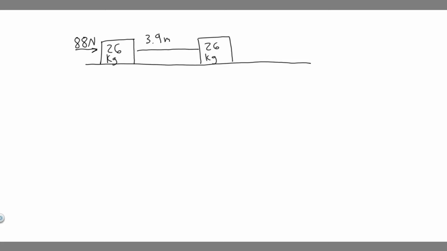In this problem, we're told a farmhand pushes a 26-kilogram bale of hay 3.9 meters across the floor of a barn. If she exerts a horizontal force of 88 newtons on the hay, how much work has she done? So in this problem, what we're trying to find is work, and we represent that by W.